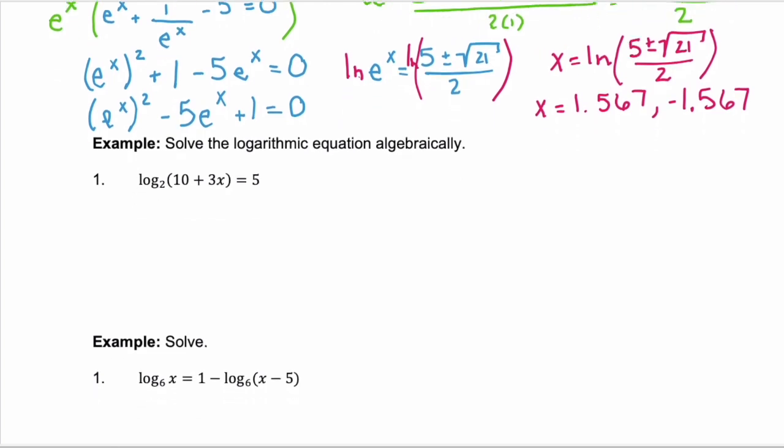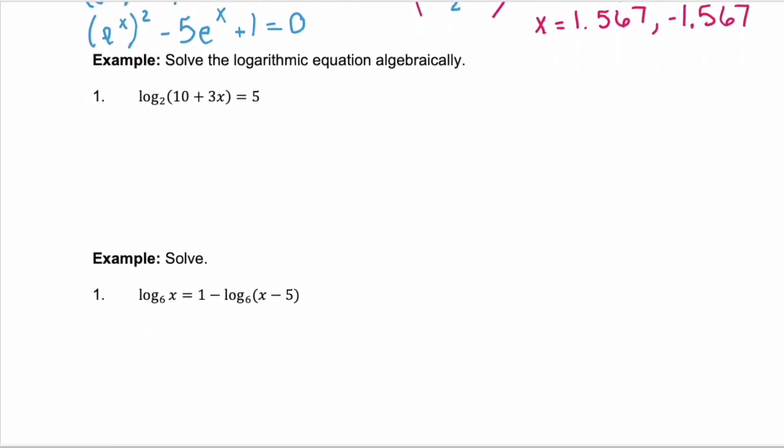This next example, we need to solve this logarithmic equation algebraically. We need to use a bunch of different properties here. First, we're going to convert this from a log to an exponent. Remember, we can write that e. So we start at the base, and it's to the power of 5 equals what we were taking the log of. So 2 to the power of 5 equals 10 plus 3x. 2 to the power of 5 is 32, so 32 equals 10 plus 3x.